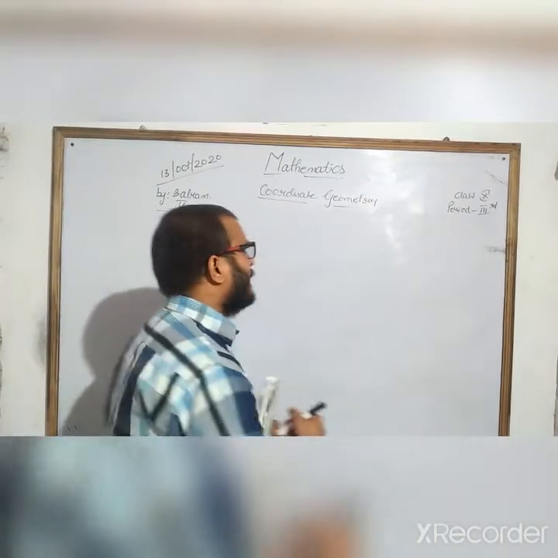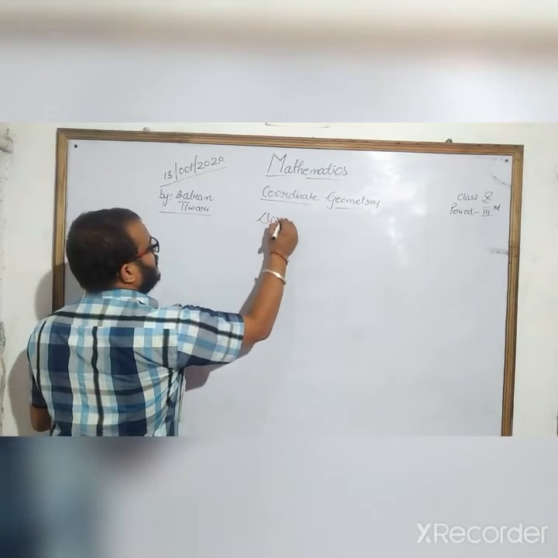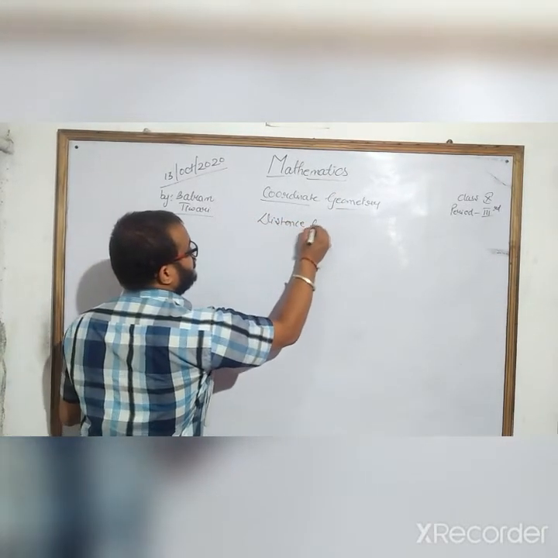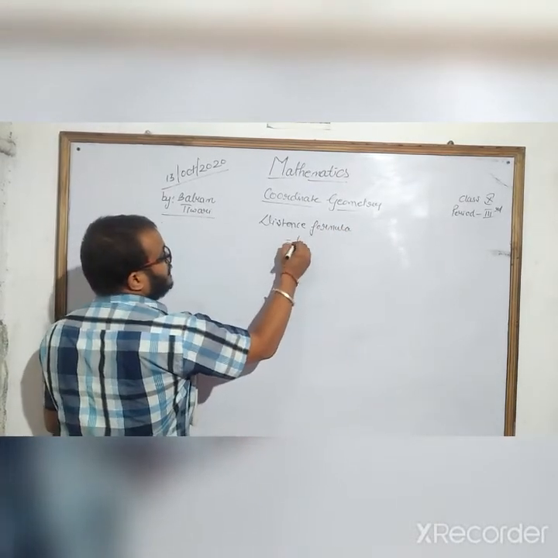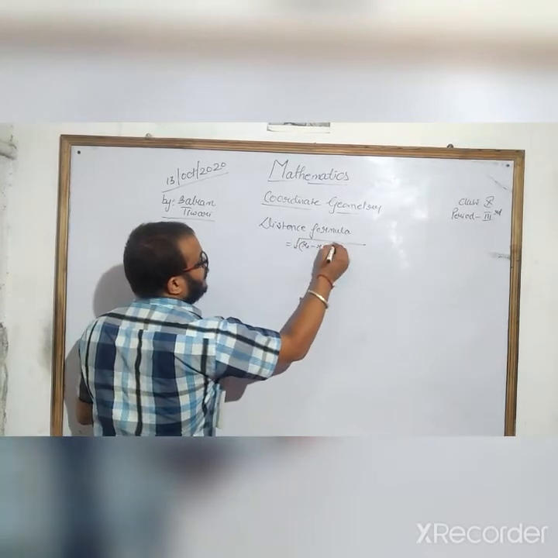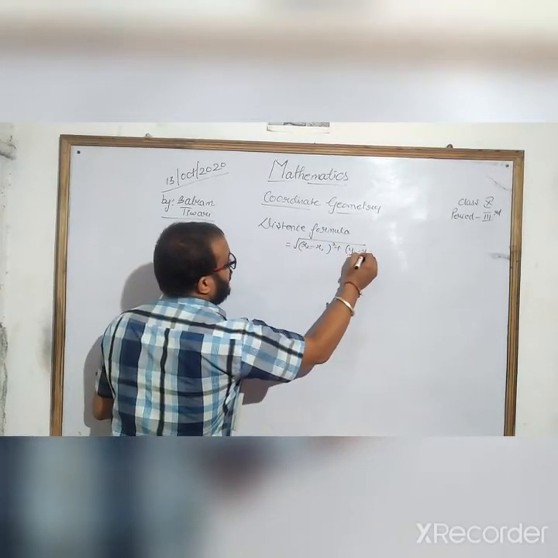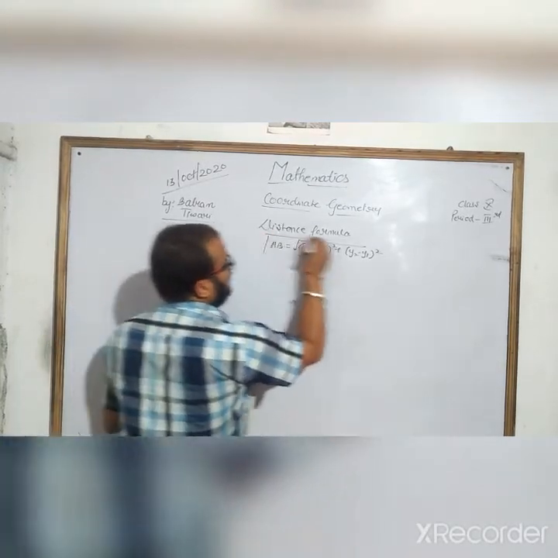Again I'll write this. We can simply call it the distance formula: the distance between two points is the square root of x2 minus x1 of whole square plus y2 minus y1 of whole square. Let's name the points A and B. It's a very basic formula.